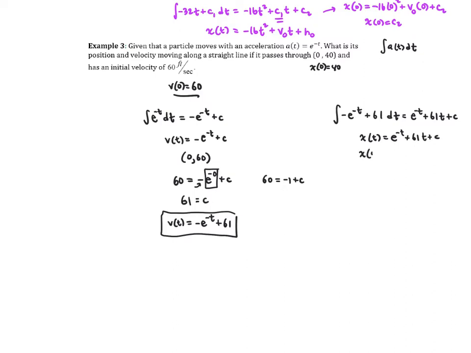So our initial position, we're told, is 40. So that'd be e to the negative 0 plus 61 times 0 plus c. If that equals 40, I get 1 plus 0 plus c. Our initial position may have been 40, but c equals 39. Thus, our position function will be equal to e to the negative t plus 61t plus 39. And there you have it.